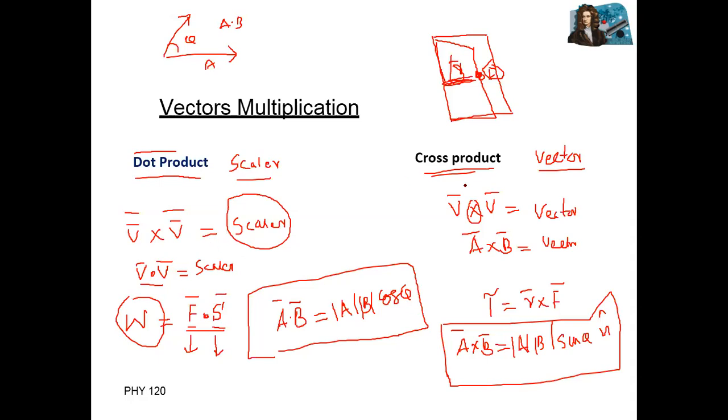Then we have the cross product. A cross product is a type of product where two vectors multiply and the result of this multiplication is a vector quantity. It means the result also needs direction, like torque. Torque is equal to R cross F. The formula for cross product is A cross B is equal to the magnitude of A, magnitude of B, sine theta. I'm going to solve questions on dot product and cross product. If you have any doubt, it will be clear while solving examples. Correct? Okay.